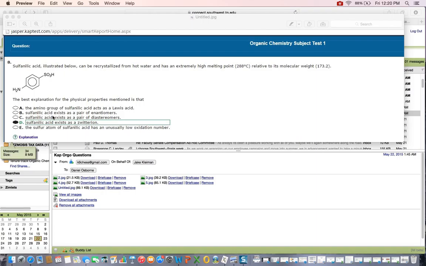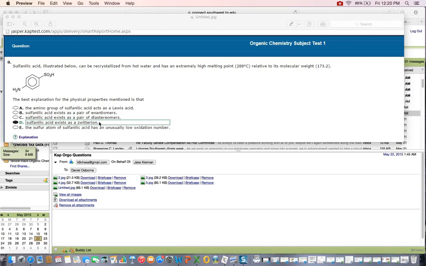B, the sulfanilic acid exists as a pair of enantiomers. You really aren't going to do that on the DAT because then you're looking at chiral planes. I would skip quickly past B. I would skip quickly past C. It exists as a pair of diastereomers. All of your carbons are sp2 hybridized. The sulfur atom of sulfanilic acid has an unusually low oxidation number, actually has an unusually high oxidation number. That's an absolute falsehood. So we're left with D.